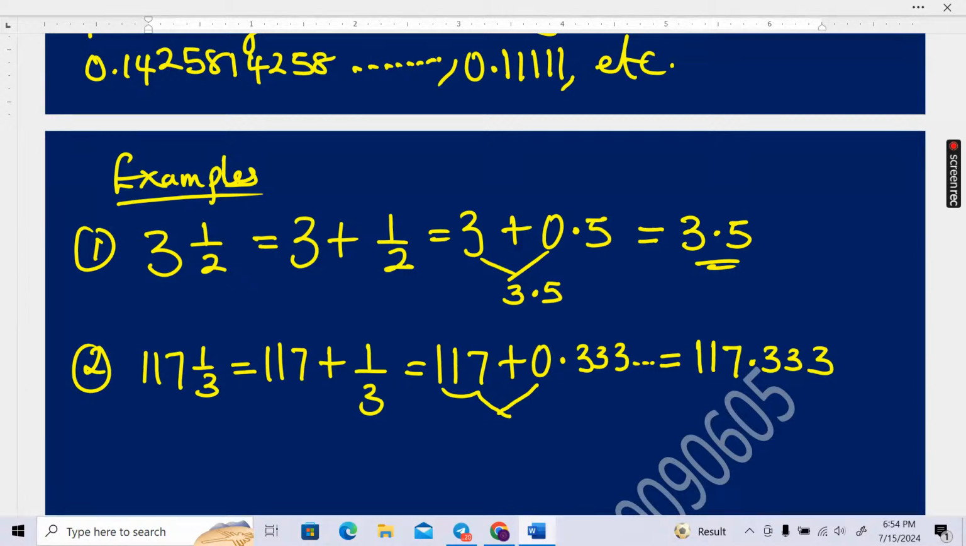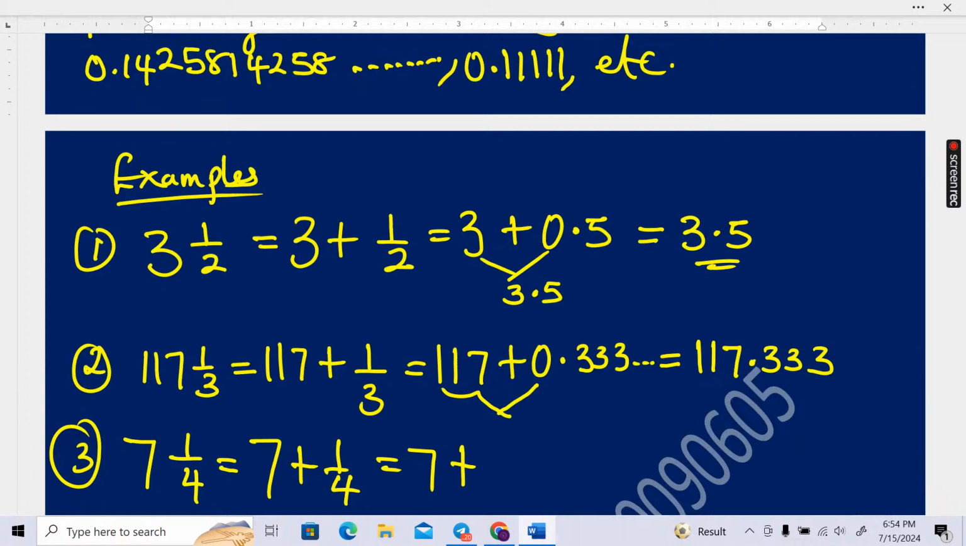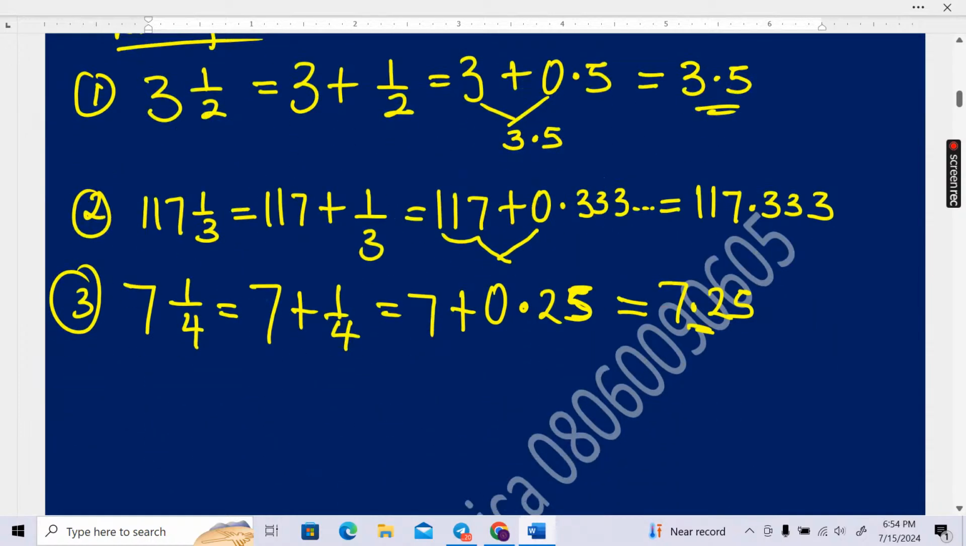Awesome. So now the next example, anytime you see 7 whole number 1 over 4, take note that it means 7 plus 1 quarter. And that means 7 plus 0.25, because 1 over 4 is 0.25. That's a terminating decimal. So what will the final answer be? That will be 7.25. So anytime you see 7 and 1 quarter, in your head, take note that it means 7.25.